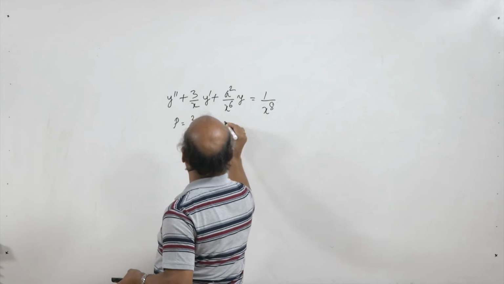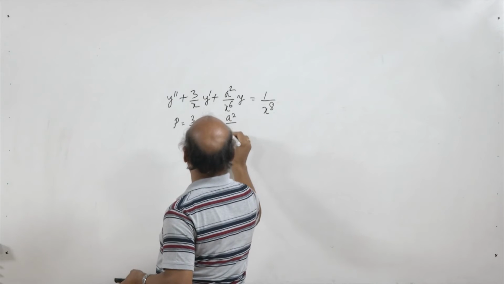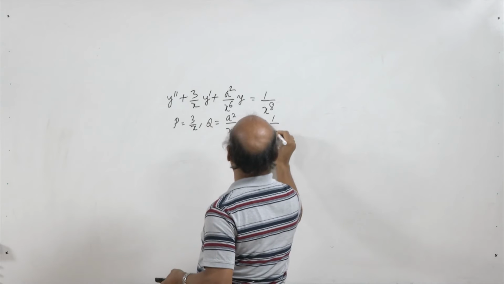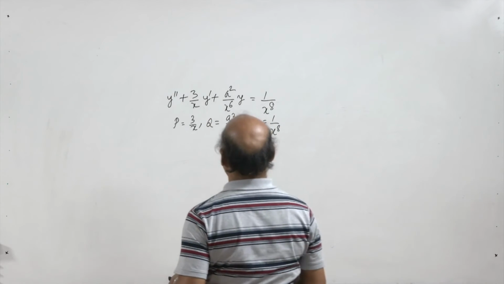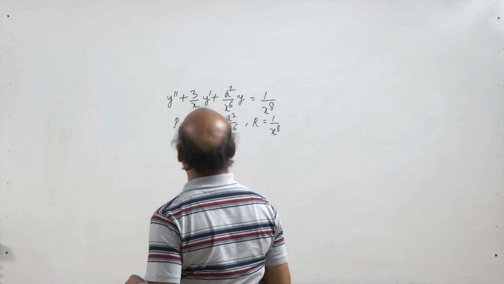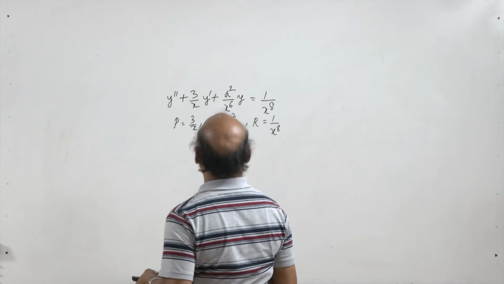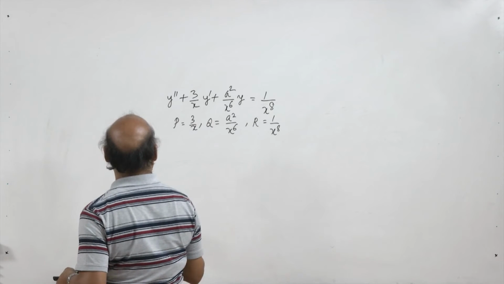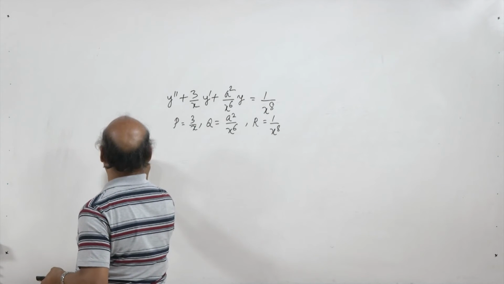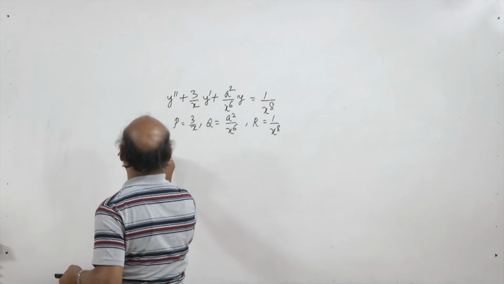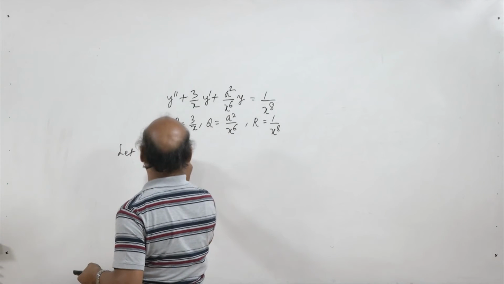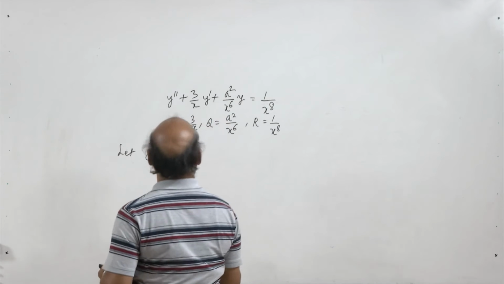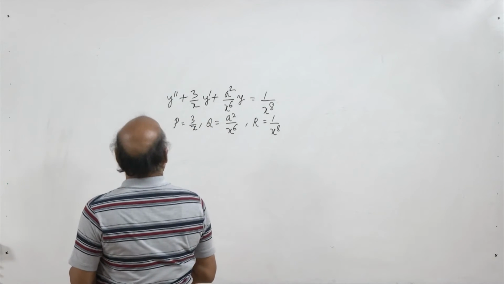Now, when we compare this equation with the standard form, we get p equal to 3 by x, q equal to a square by x to the power 6 and r equal to 1 by x to the power 8. So, let us first explore the possibility when we put q as a constant. So let q be equal to some constant, say, let us take it as 1.